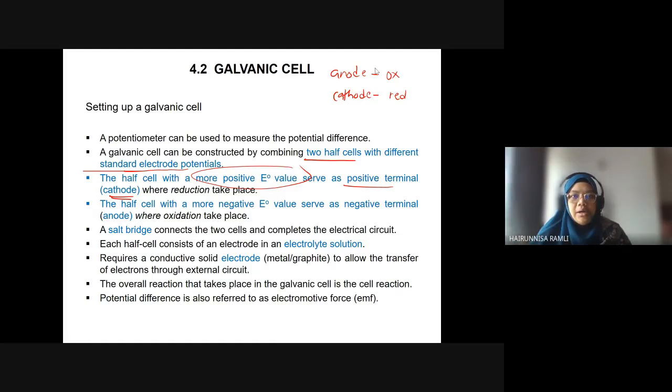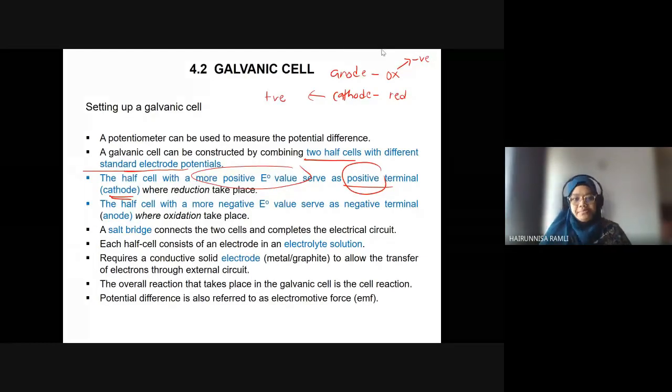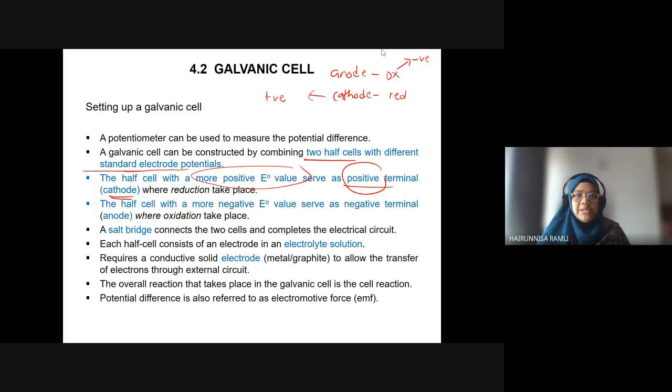And here in galvanic cell, sebab you akan belajar dua nanti kan, galvanic cell and also electrolytic cell, dia tetap sama, anode oxidation, cathode reduction. Cuma yang terbalik dia nanti adalah terminal. So for galvanic cell ataupun voltaic cell, positive terminal is at cathode. So anode here, dia akan jadi negative terminal. Tapi bila electrolytic cell, dia akan terbalik. Okay, tapi yang penting, always remember, anode is for oxidation, cathode is for reduction. Itu akan tetap sama.